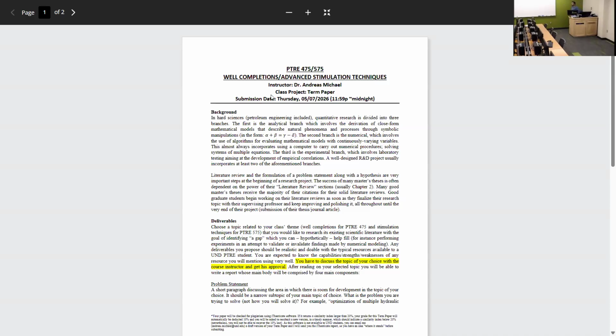The third is the experimental branch, which involves laboratory testing or field scale testing, aiming at the development of empirical correlations. That means I go to the lab, I go to the field, I collect data at given conditions. I have my data points, I come to the office, and then I try to fit lines on those data points. And then when I'm trying to predict the future, I use the equation of those lines, those correlations.